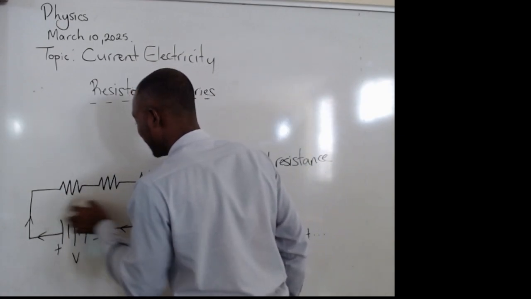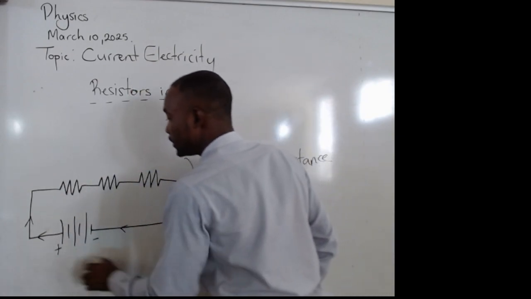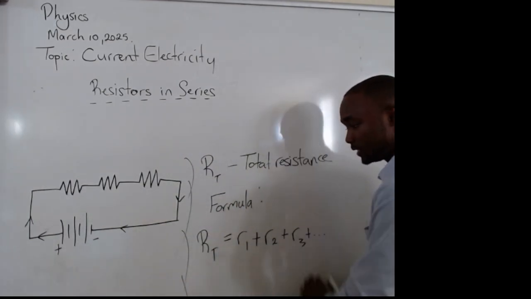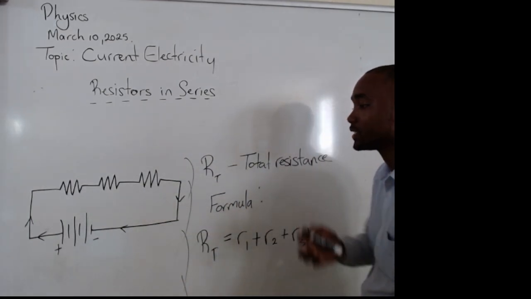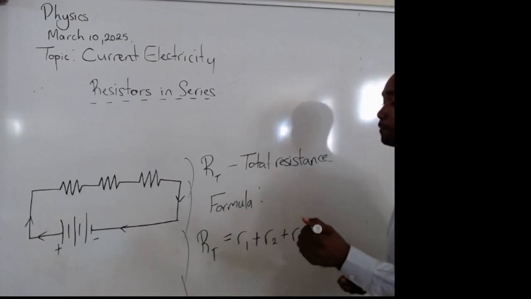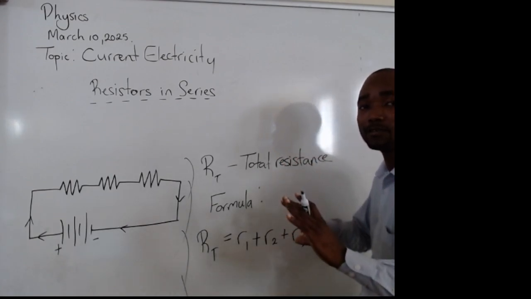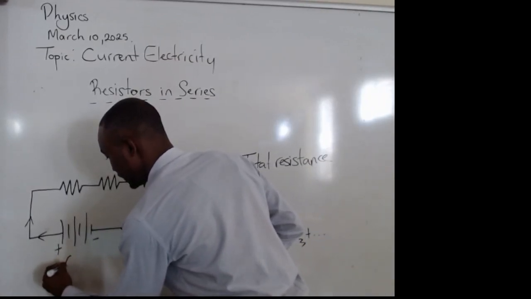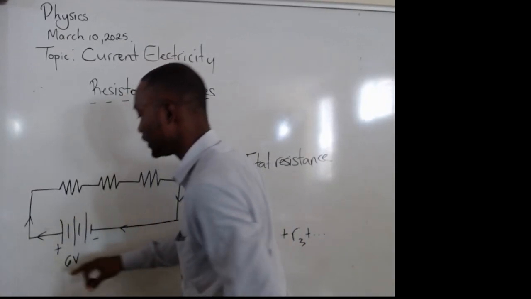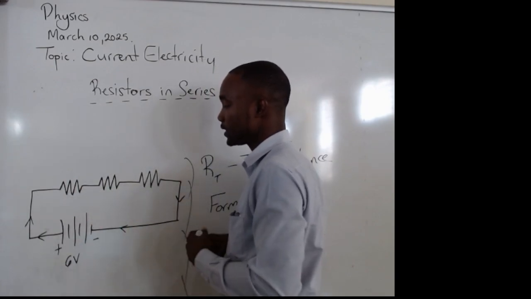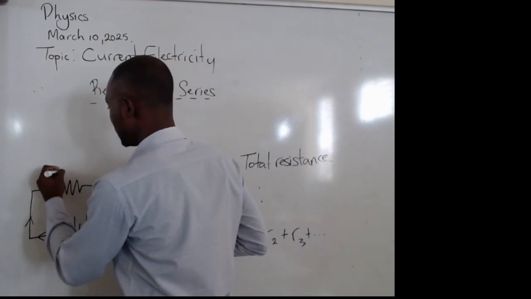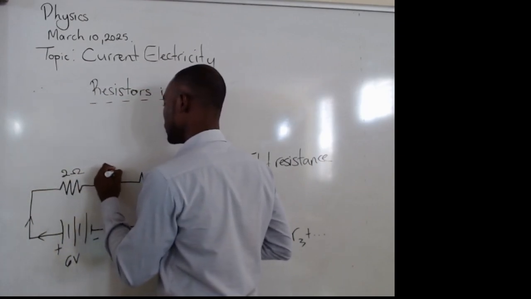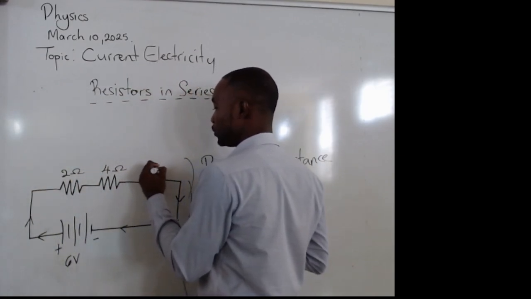I'm going to use the same diagram and put some values of resistance and voltage. I'm going to let my formula stay right here so you can use it as reference. At any point, you can pause the video, write what you need to write, and then resume. All right, so here we have a 6 volt battery. This resistor has a resistance of 2 ohms. This one has a resistance of 4 ohms. And let's make this one 10 ohms.